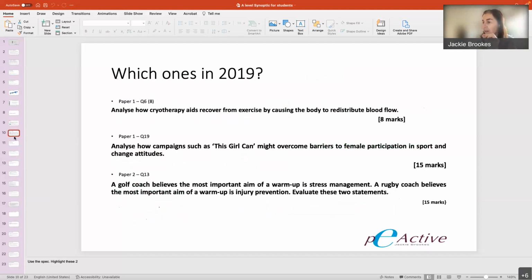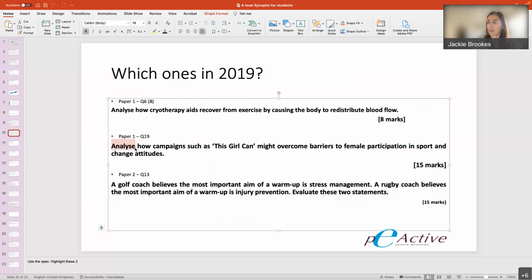So if I gave you an example here, these are the 3 that you may have seen. I'm sure you've seen the 2019 papers. So these were our 3 synoptic questions. If we were to book them, I'll not put anyone else on the spot. That was a bit cruel, what we did with Sophie. You would box analyse. You would see barriers to female participation. So you would underline that.